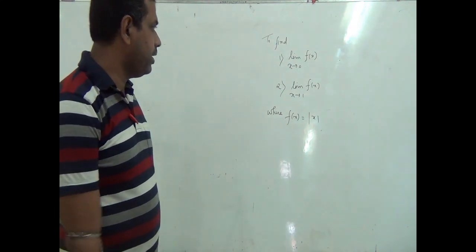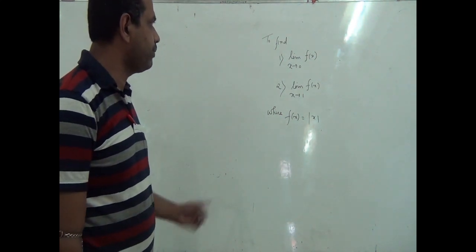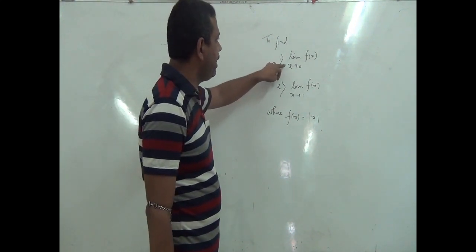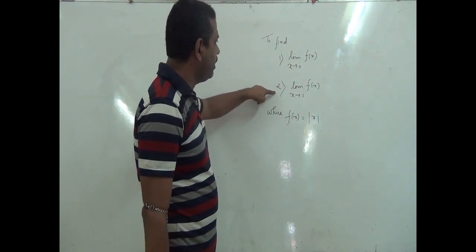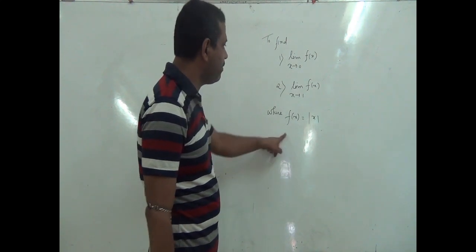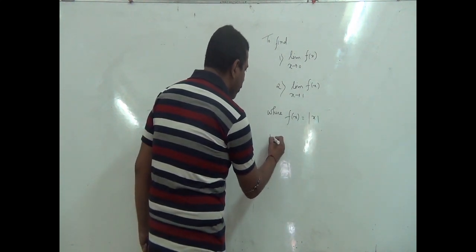For better understanding of left hand limit and right hand limit, we move to the next problem. In the next problem, find limit x tends to 0 f of x, and question number two, limit x tends to 1 f of x, where f of x equal to mod x. Already we know what is mod x.